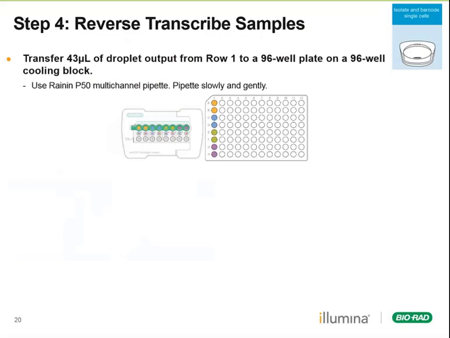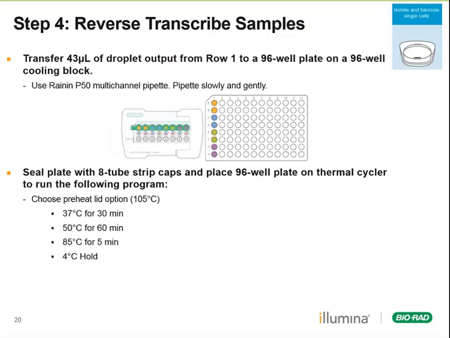We're going to use a Rainin P50 multi-channel pipette to transfer 43 microliters of droplet output from the top row to the first column of a 96-well plate. And because this is an RNA experiment, we're going to keep that plate on the cooling block. At this point, we'll seal that column with an 8-tube strip cap and run the reverse transcription protocol. Of note, we're using a heated lid for this protocol.